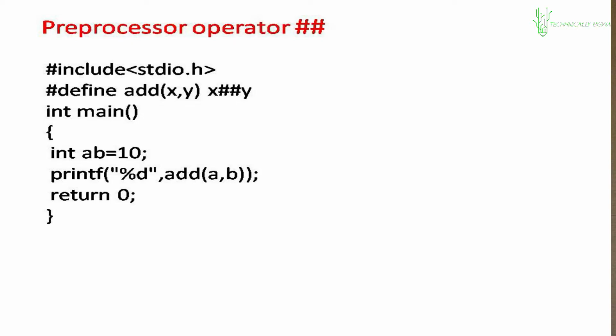Look at that. #define ADD(x, y) should be converted as x##y. Now you have a variable ab there, and look at that printf statement within the main function. You are saying ADD(a, b). What will be the conversion? ADD(a, b) becomes a##b, and a##b will automatically be converted into ab, and that's how you get the result. Clear with this? I hope.